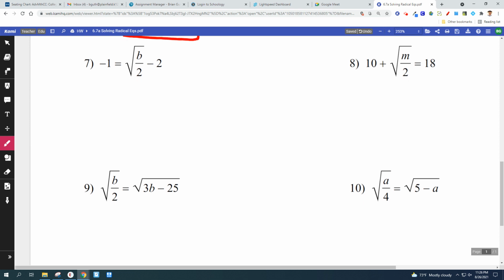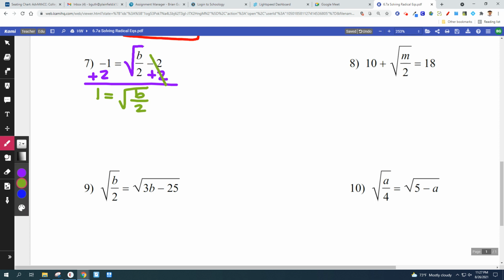Number 7. Again, keep in mind what you're trying to do. You're trying to isolate that radical. And so in order to do this, we're going to have to get rid of this minus 2. That's a subtract 2. I get rid of subtract 2 with a plus 2. I'm adding 2 to both sides. The reason I'm doing this is to cancel out that minus 2. Negative 1 plus 2 is positive 1 equals the square root of b over 2. I've got the radical by itself. That's what I want.